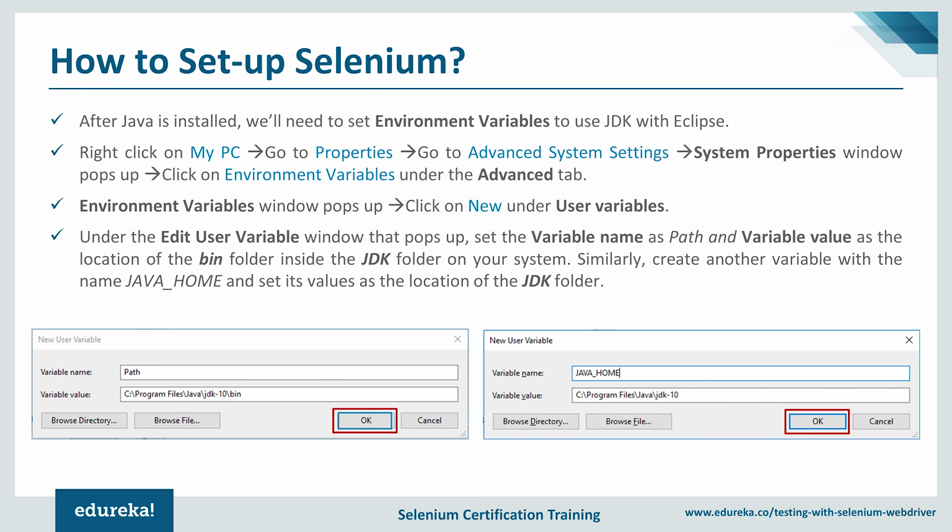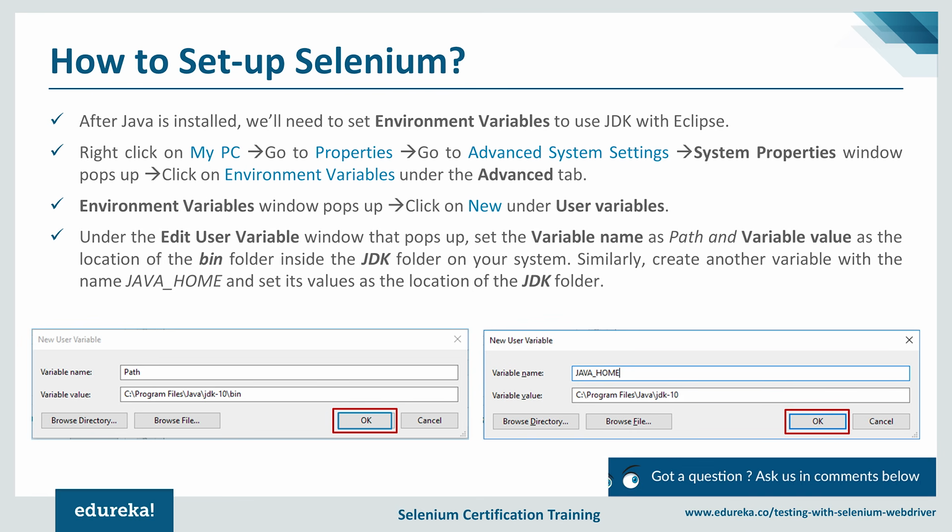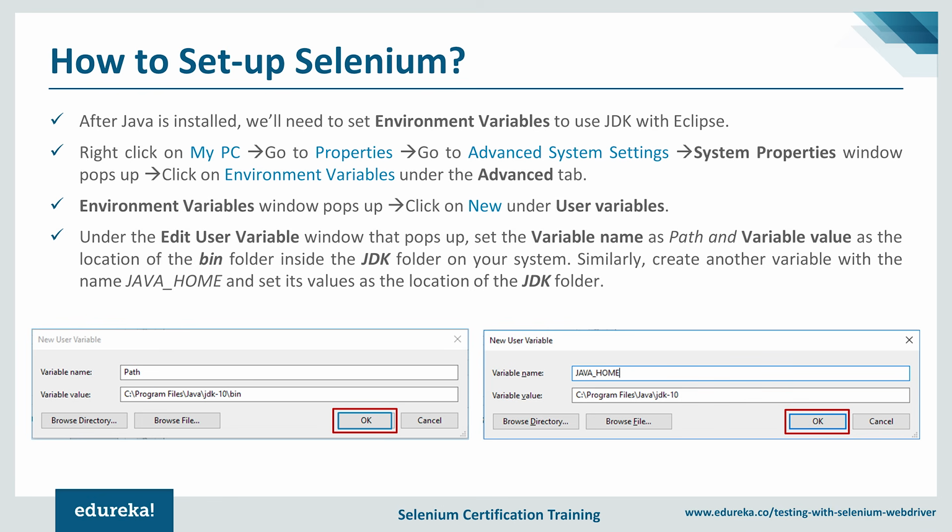Once you've done that, there should be a window that says Edit User Variable. Now under that window, go to the variable name and set it as Path. And as for the variable value, you will have to find the JDK folder that has been installed on your system. Go into it and there must be a folder called bin. Copy the location of the folder and paste it as the variable value for Path. So basically we'll need the location of the bin folder in your JDK folder. Once you have done that, go ahead and click on OK and create another new variable in the same fashion and name it JAVA_HOME this time and set the value of the variable as the location of the JDK folder on your system. Once you've done that, click on OK and you're done setting up your environment variables and you can use JDK with Eclipse.